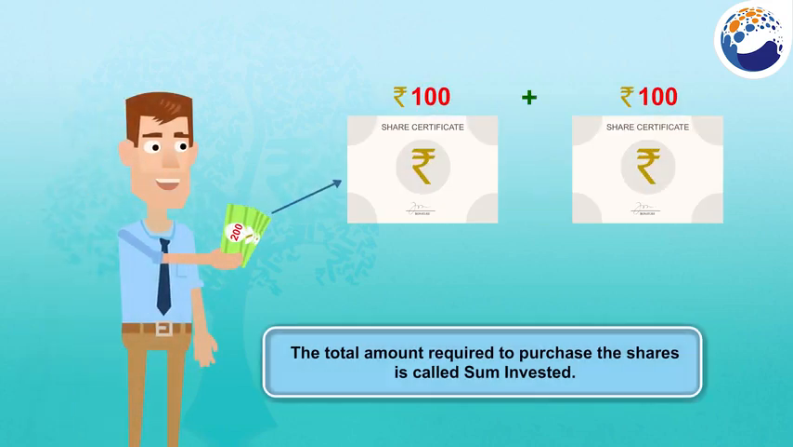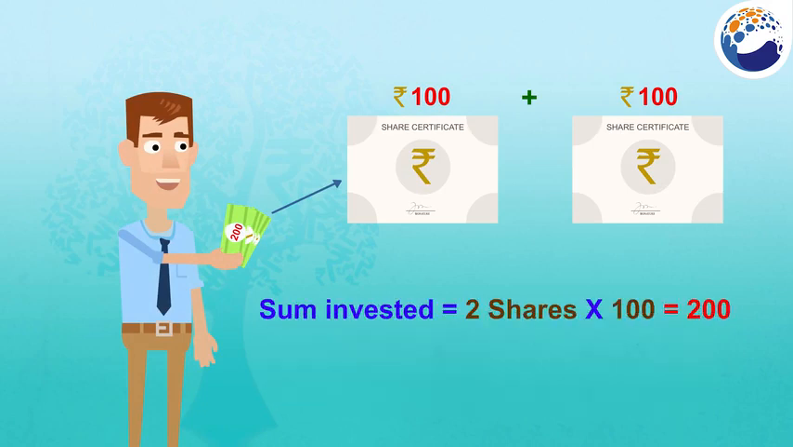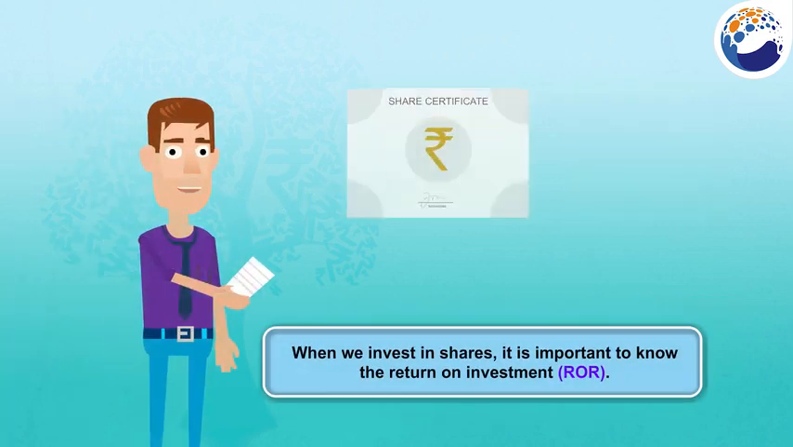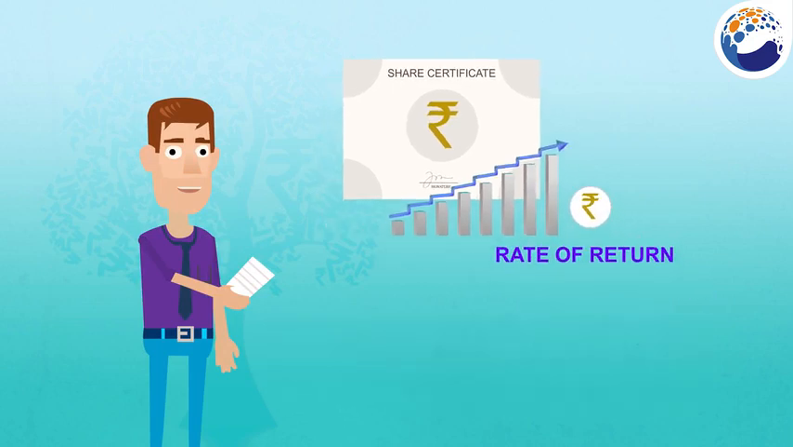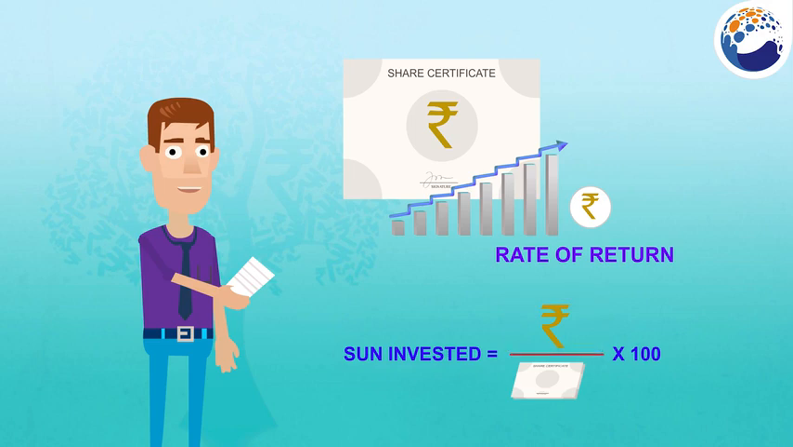The total amount required to purchase the shares is called the sum invested. Therefore, sum invested is equal to number of shares into market value. When we invest in shares, it is important to know the return on investment, ROR. The formula for ROR is equal to dividend upon sum invested into 100.